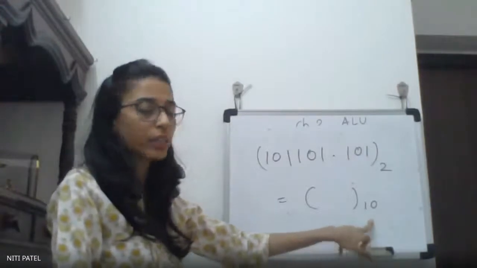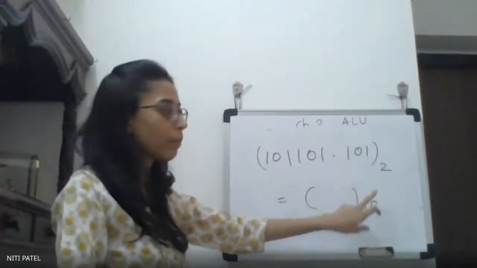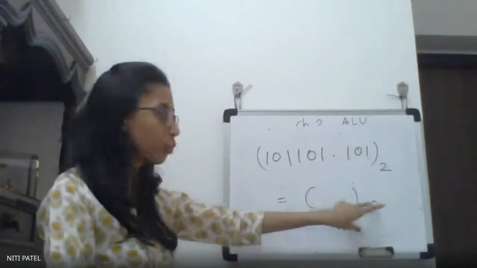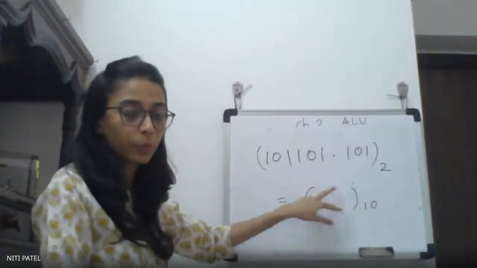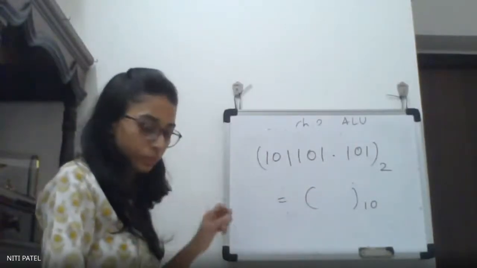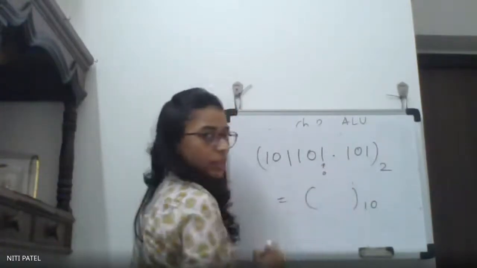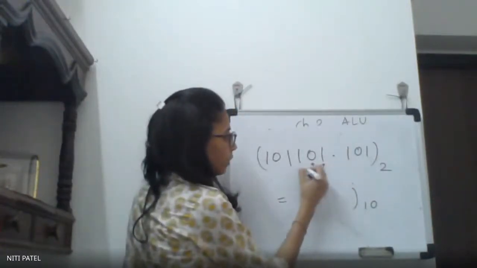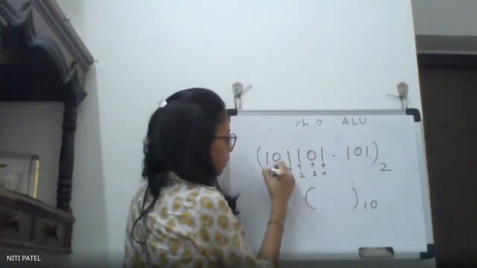How do you identify this? By looking at the base. So the base of the input is binary and the base of the output is decimal. So you have to convert this binary number into a decimal number. How do you do so? First position is considered to be 0, then 1, then 2, this is 3, this is 4, and this is 5.